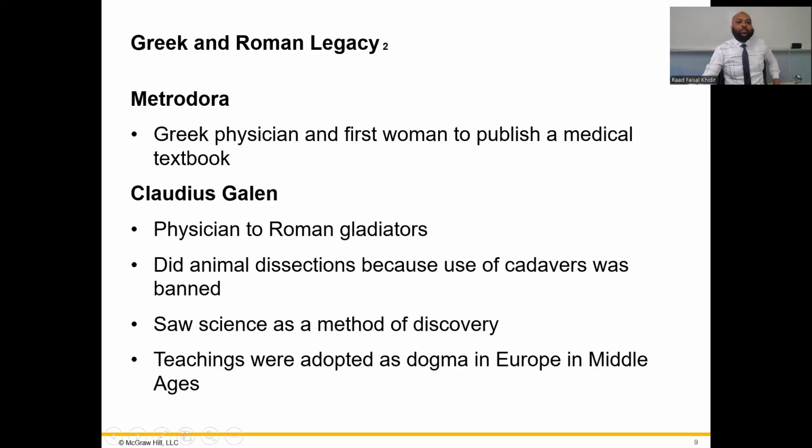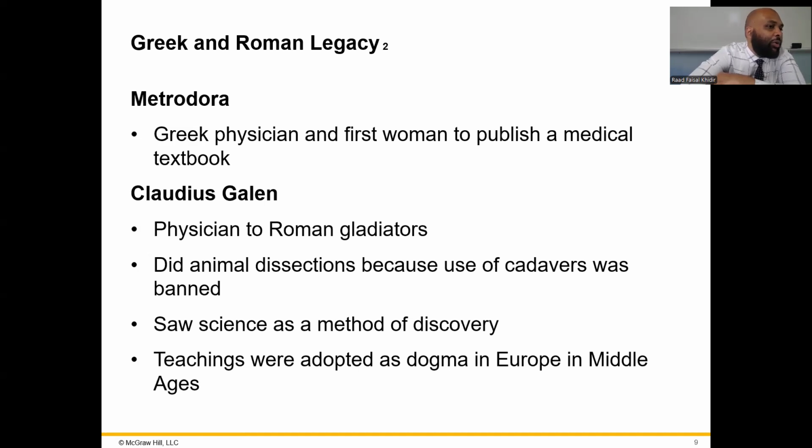Okay, so here's where Metrodora comes in. Metrodora is a Greek physician, and she was the first woman to publish a medical textbook. What was it about? Yeah, obstetrics and gynecology. Okay. And then there was Claudius Galen. He was the physician to the gladiators.